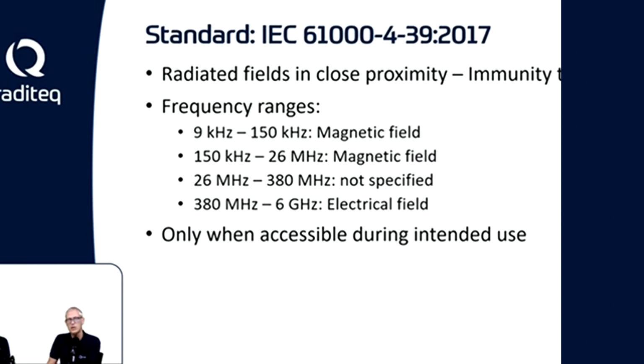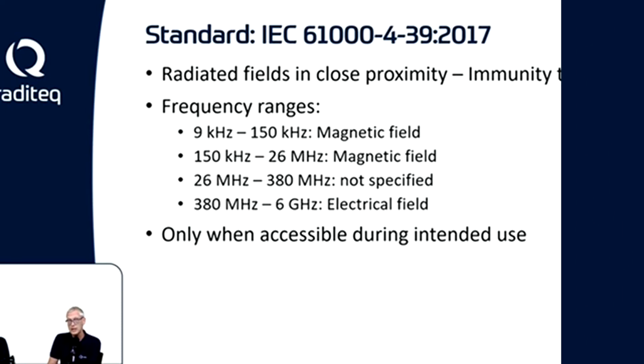Multiple frequency ranges are specified in this standard, from 9 to 150 kilohertz for magnetic field, then also from 150 kilohertz to 26 megahertz also for magnetic field. There is no specification for the frequency range from 26 megahertz to 380 megahertz. And from 380 megahertz to 6 gigahertz, there is a specification for an electrical field close proximity test. However, that is not what I'm going to discuss in this webinar. So we're only focusing on the area from 9 kilohertz to 26 megahertz in this webinar for magnetic field testing.